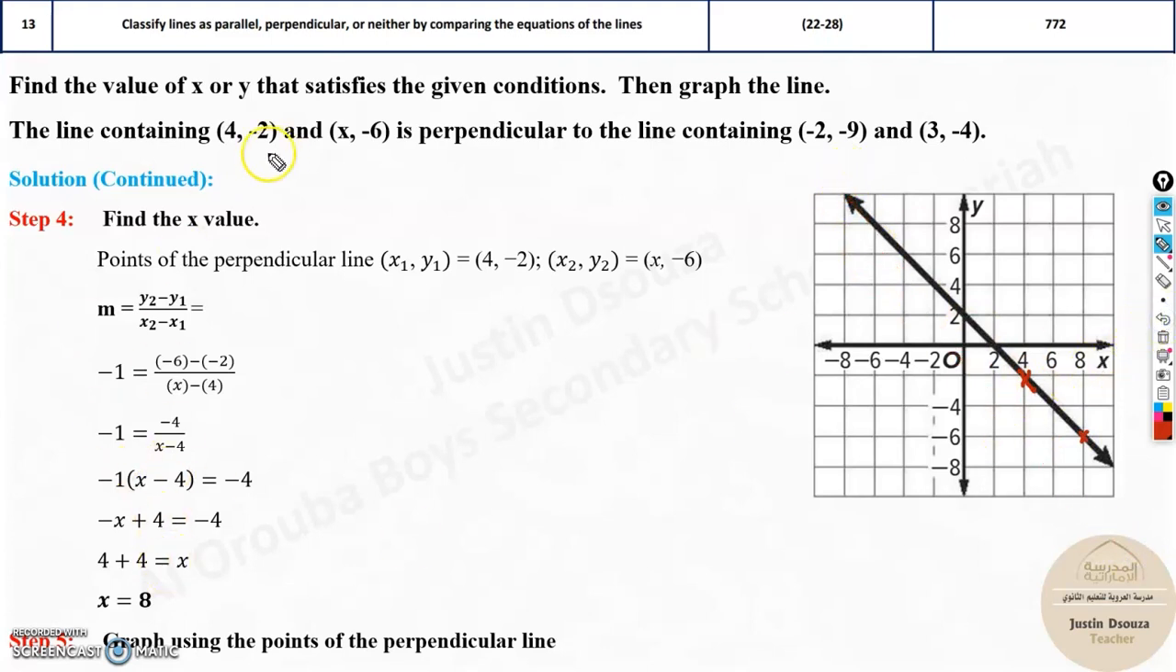So how do you check? Once you find the two points, see the graph which includes both the points. Only one graph will include both the points, others will not include. That is your answer. So this is it.